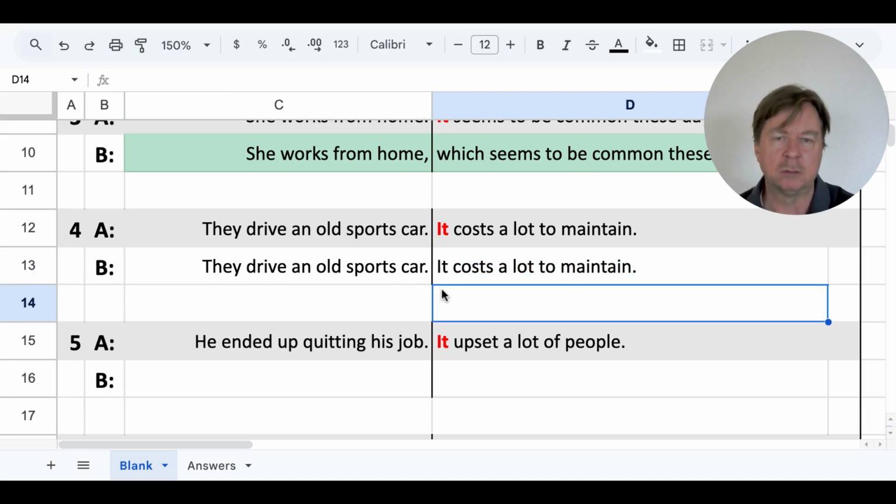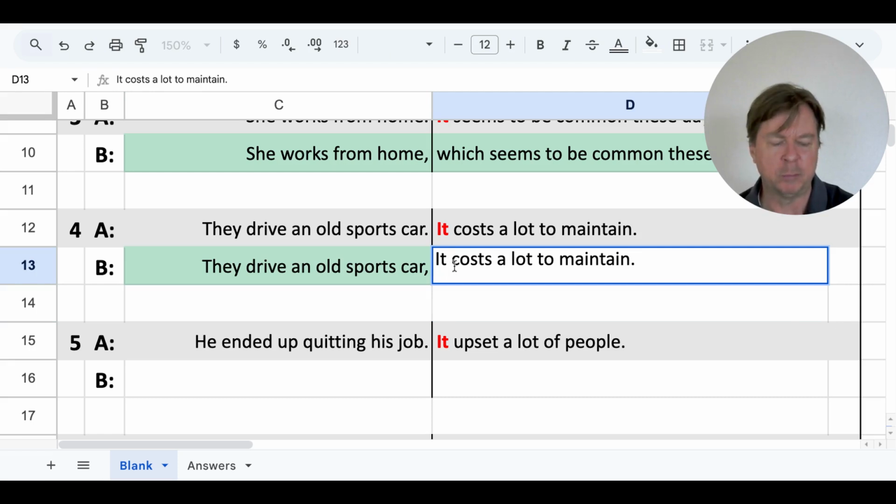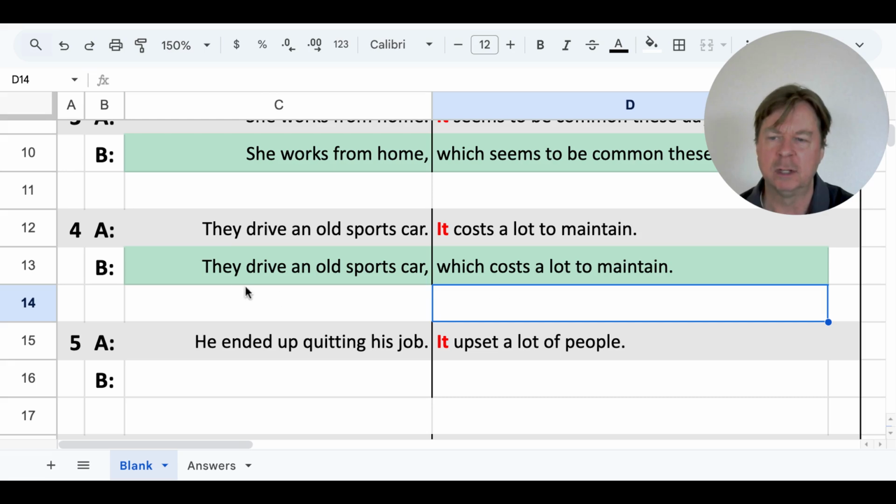So what do I have to do? First, I have to remove the period and add a comma, and then I have to add the relative pronoun, and it's it, so that would be which. So they drive an old sports car, which costs a lot to maintain.